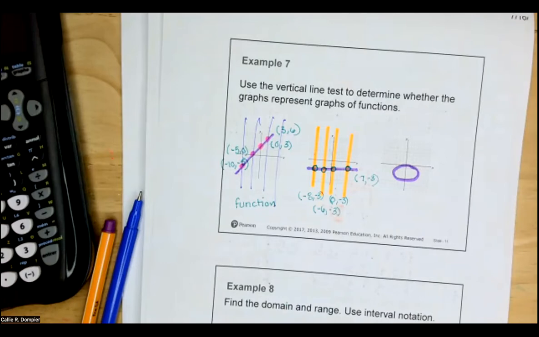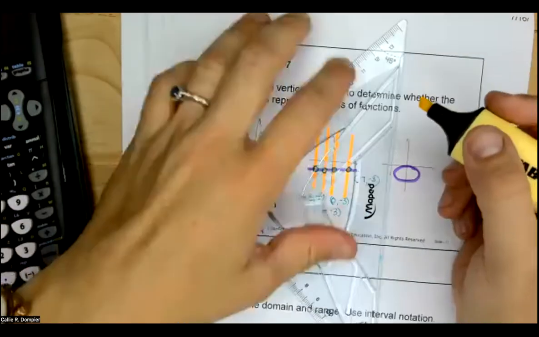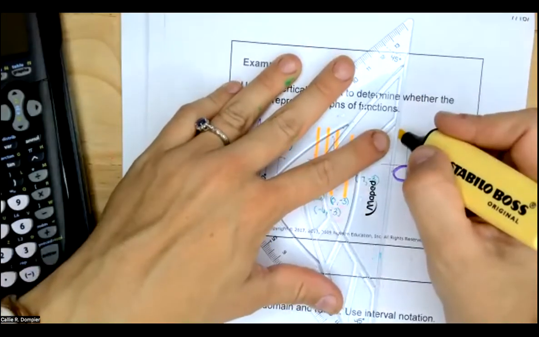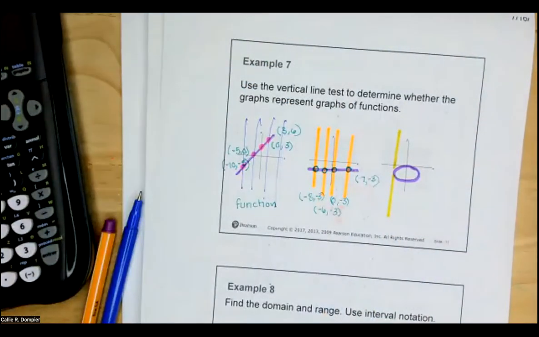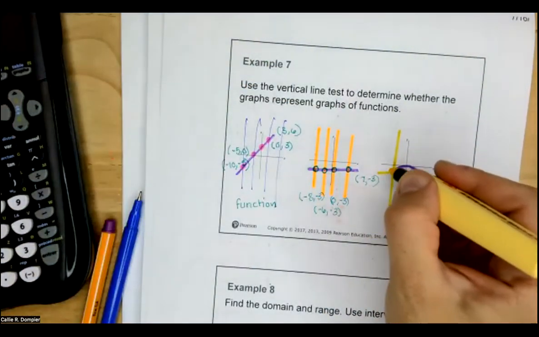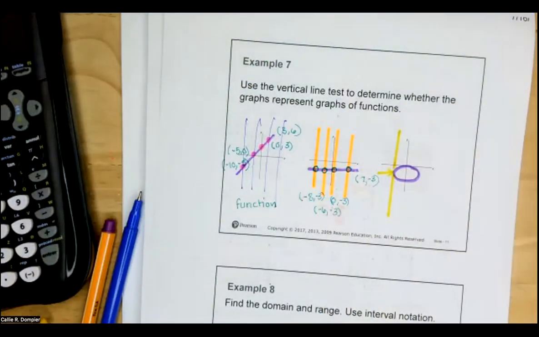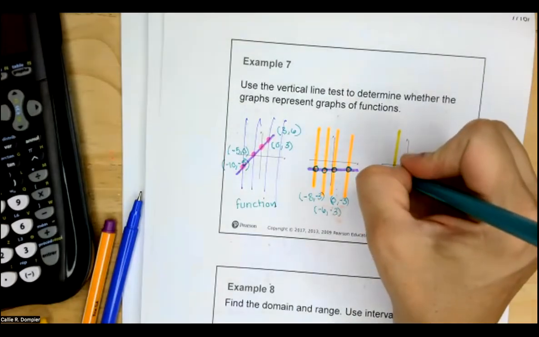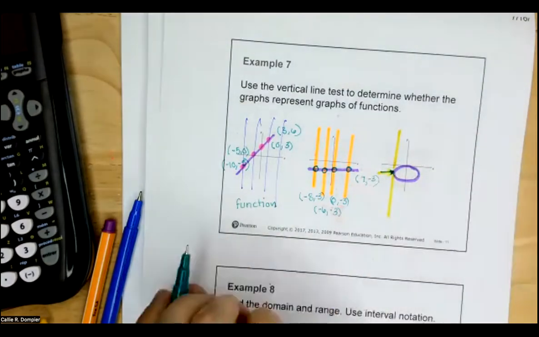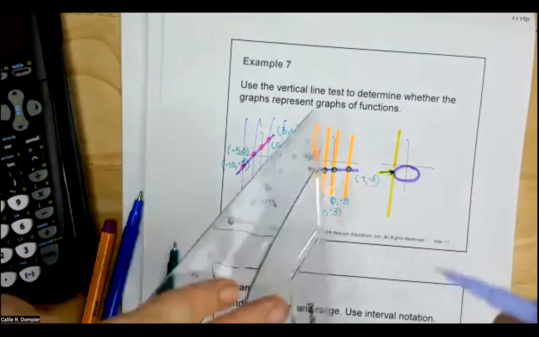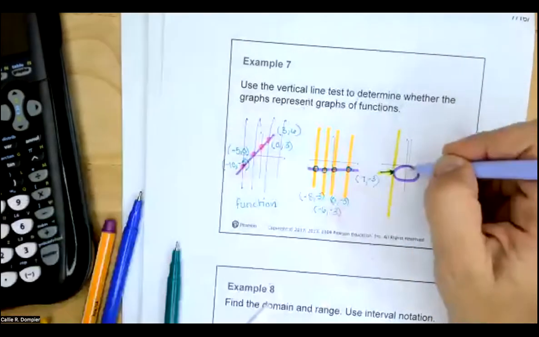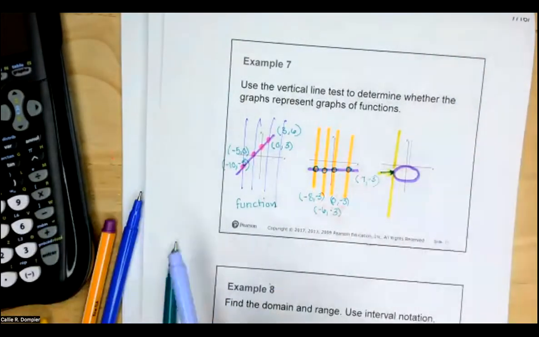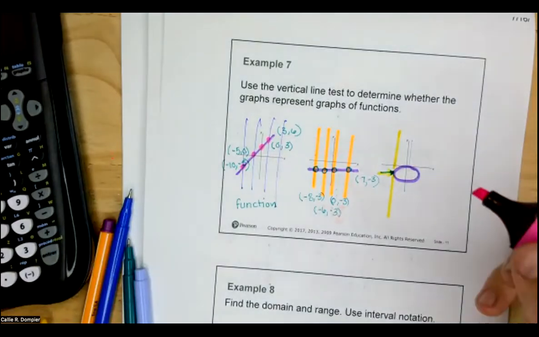Good. Here you can see, if I'm right here, right at this exact very end of my circle, it might cross at only one point right there. Sorry, not doing a very good job of drawing. So this might only have one point, but absolutely everywhere else that I intersect this circle, my vertical line will intersect at 2 places, and that is a problem.